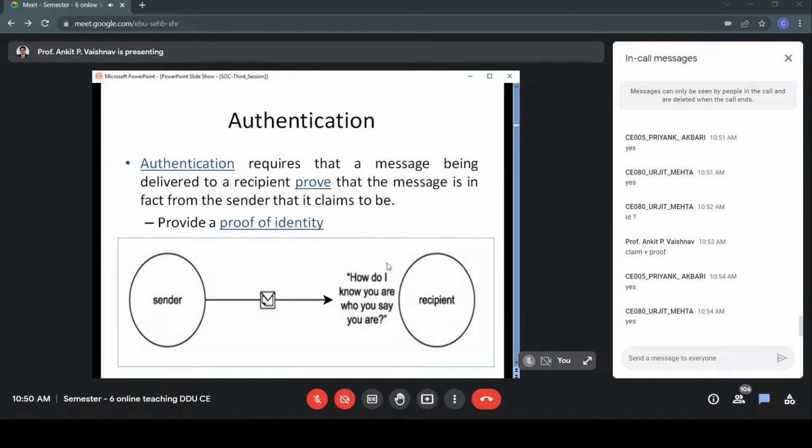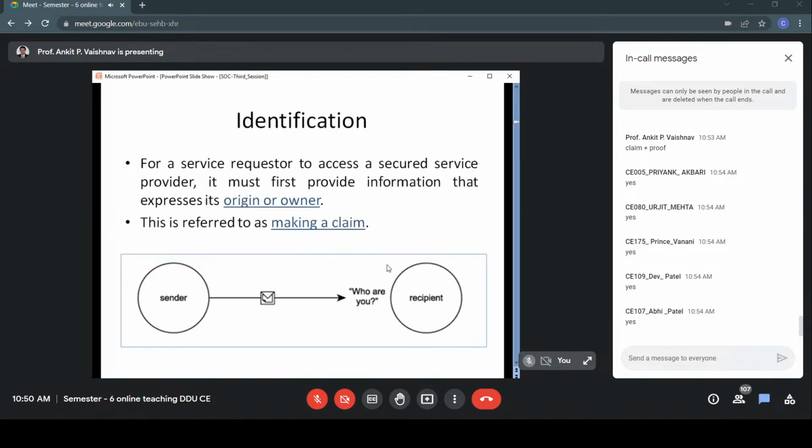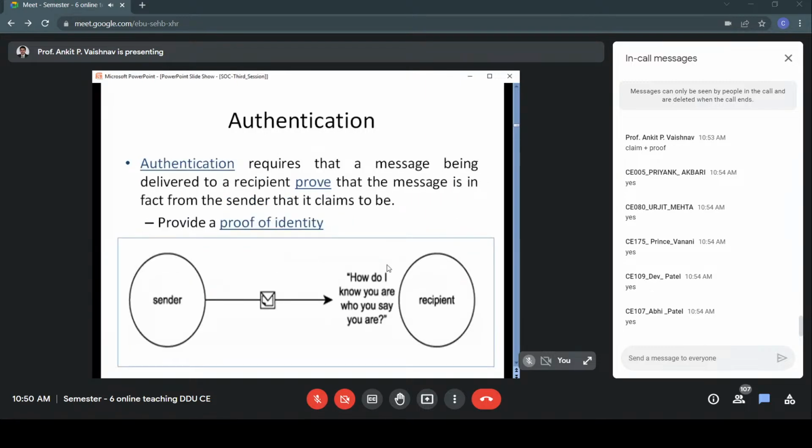So authentication will be performed by the recipient, or you can say the provider service. Is that true or false? The authentication process will be done by the provider service. Agreed? Okay. So we have seen two requirements: identification and authentication. I hope you are clear with the difference. Identification just says that we are making a claim by inserting the token header in the SOAP message. But authentication adds to that: we add proof as well.